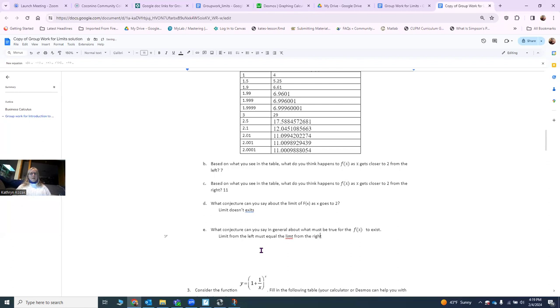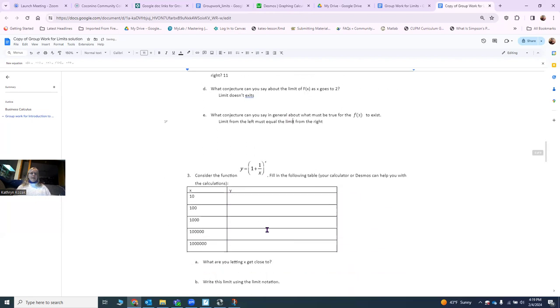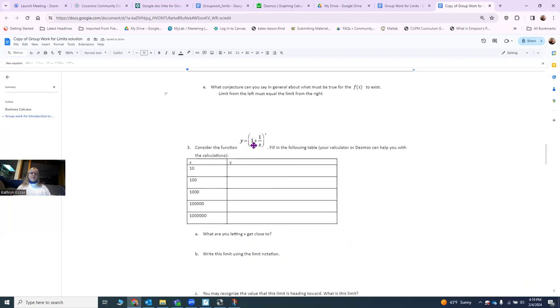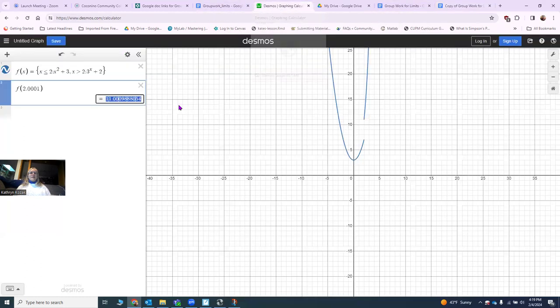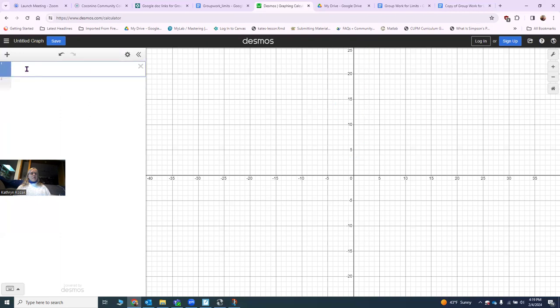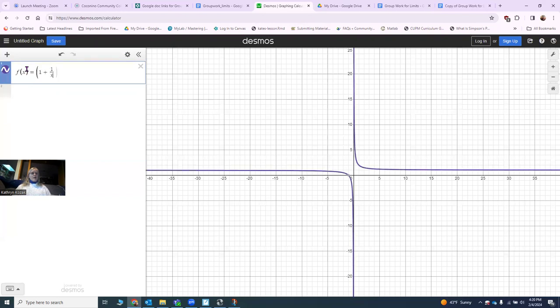And that's really what I wanted you to get out of this concept. Now let's try another function. This is y equals 1 plus 1 over x, to the x. So again, we'll go back to Desmos. We'll clear these two out. We're going to draw f of x equals 1 plus 1 divided by x, to the x.